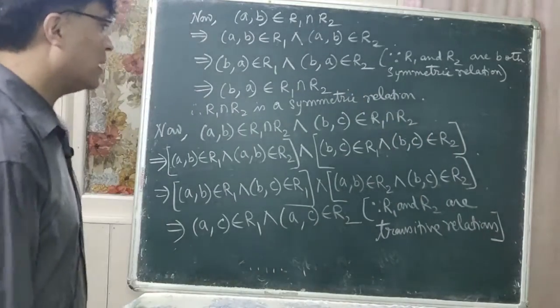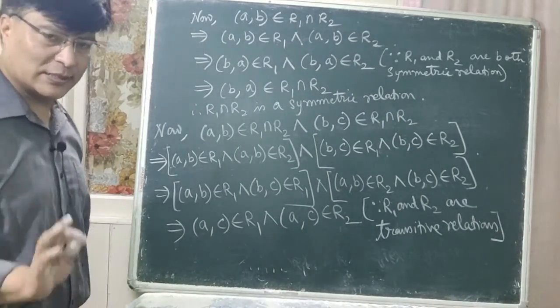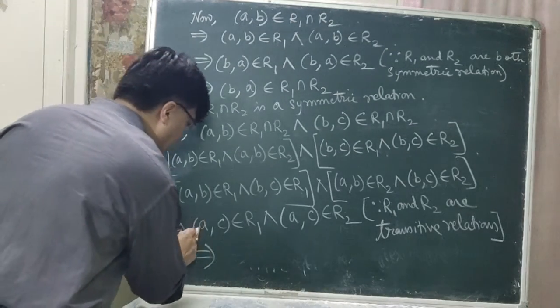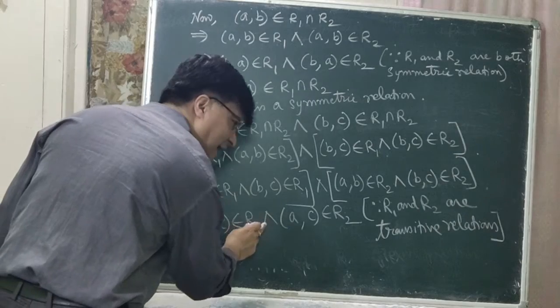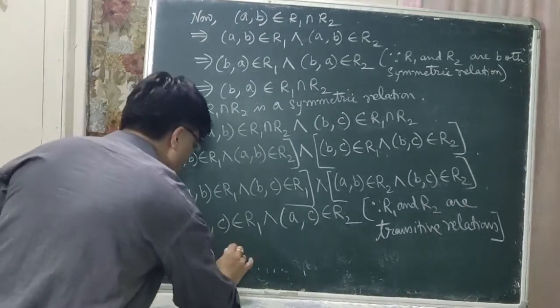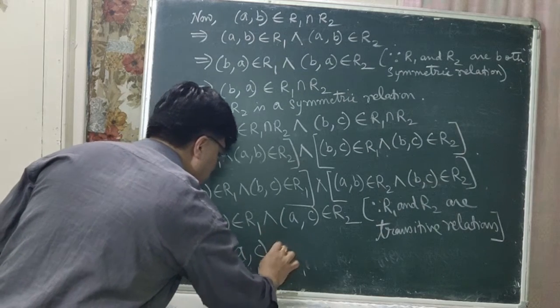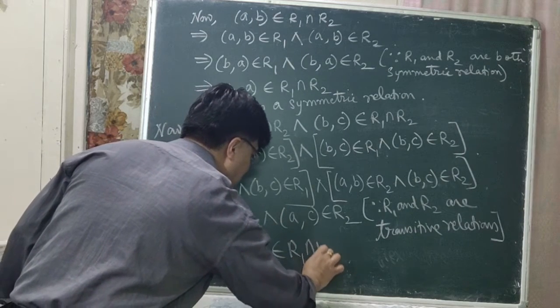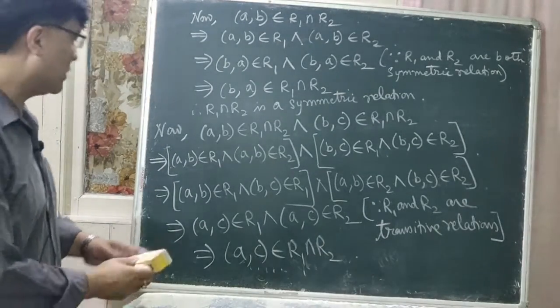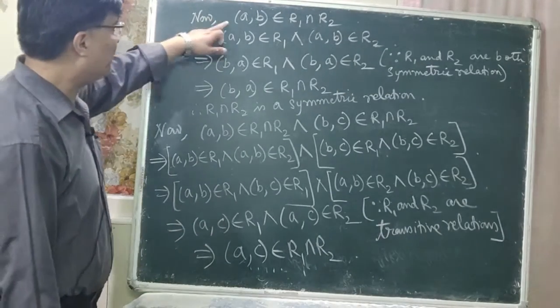Here R1 and R2 are transitive relations. Is that clear now? So which implies that if (a, c) belongs to the relation R1 and (a, c) belongs to the relation R2, you can combine it. So combining, we can write (a, c) belongs to the relation R1 intersection R2. Is that clear now?